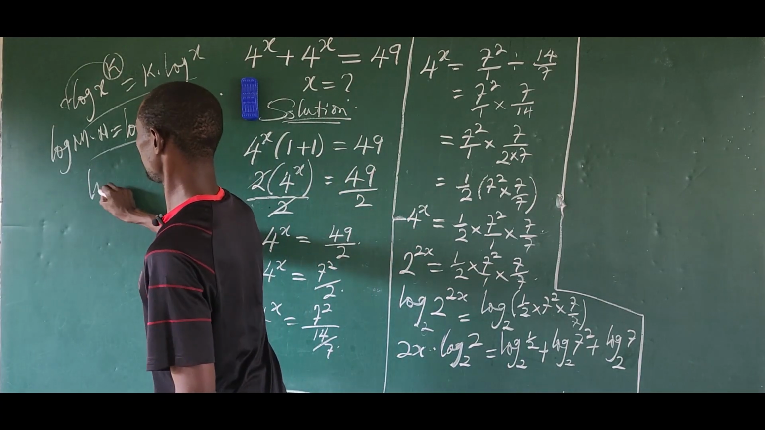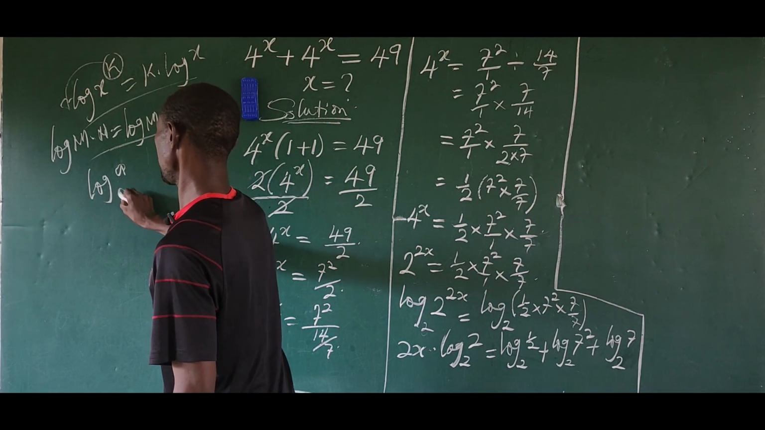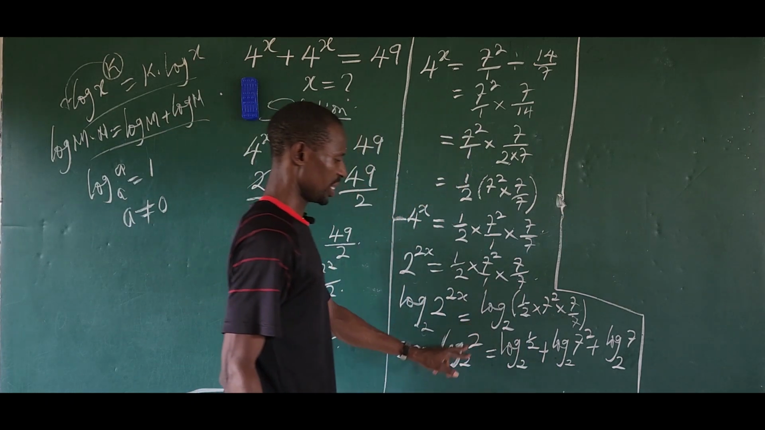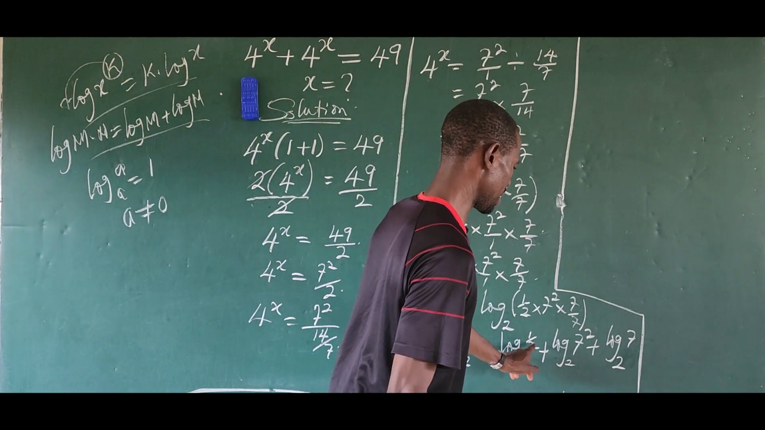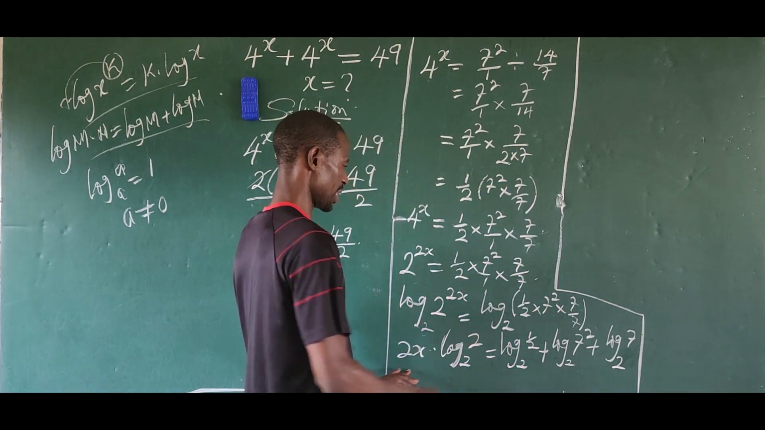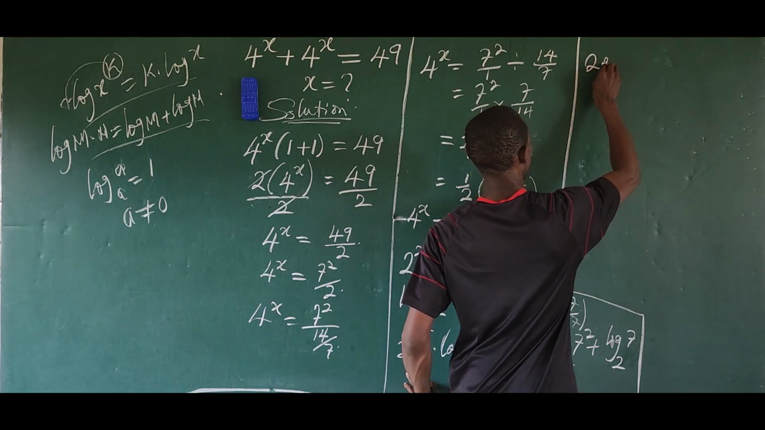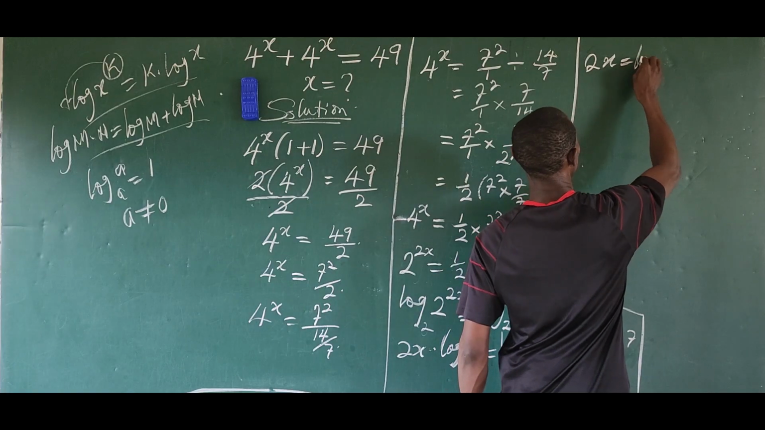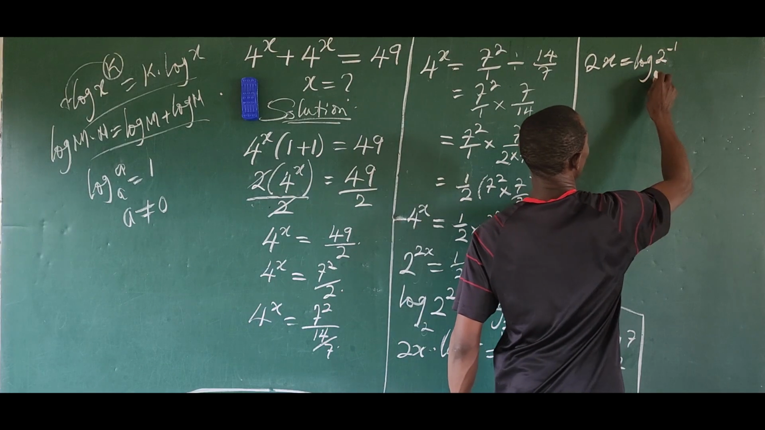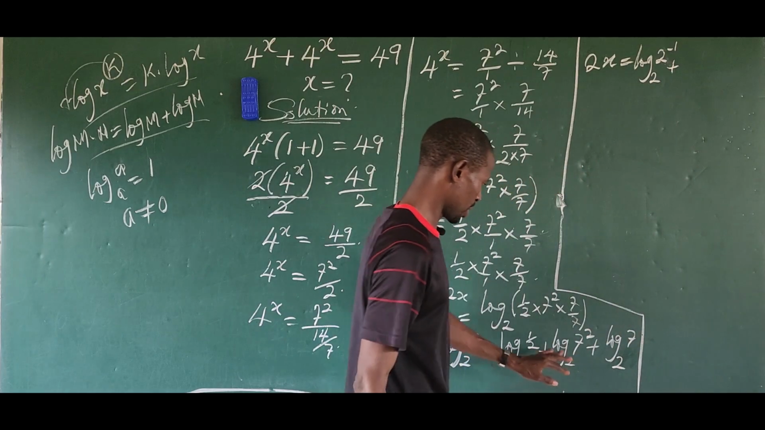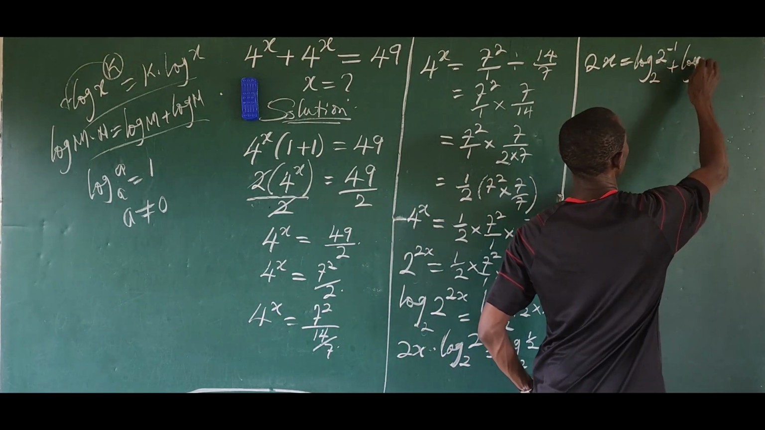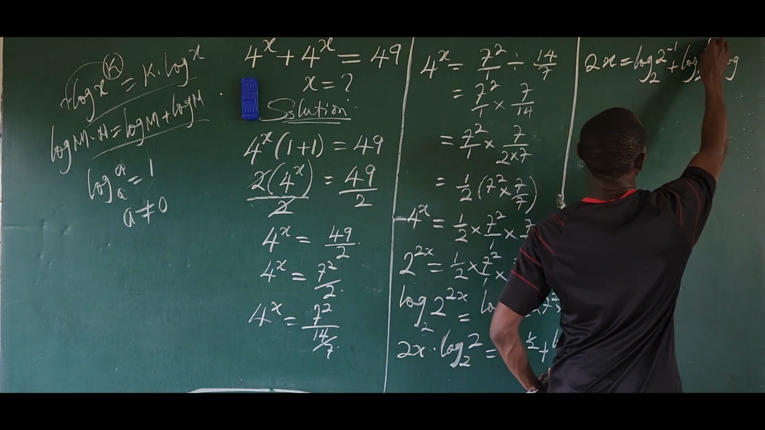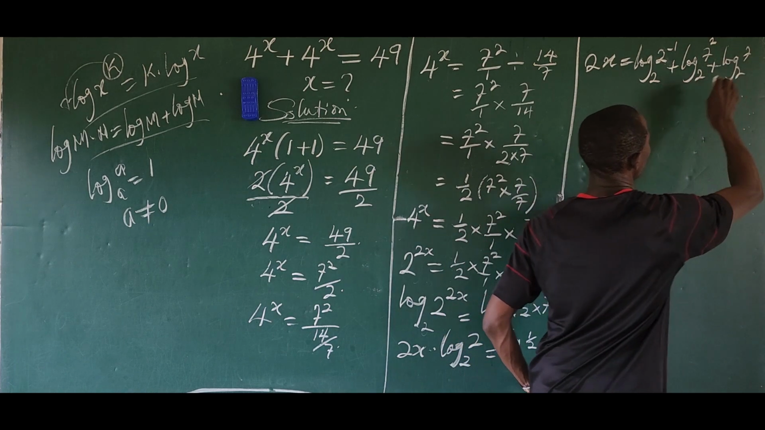According to the law, we say that if you have log a base a, it is equal to 1, provided a is not equal to 0. So this will give us 1, right? And we can rewrite this by moving this backward, but let's take this first. So this is going to give us 2x is equal to, rewriting this according to the law of indices, this will give us log 2 to the power of minus 1 base 2, then plus, here we still have log 7 base 2 plus log 7 to the power of 2, right? Then log 7 base 2.